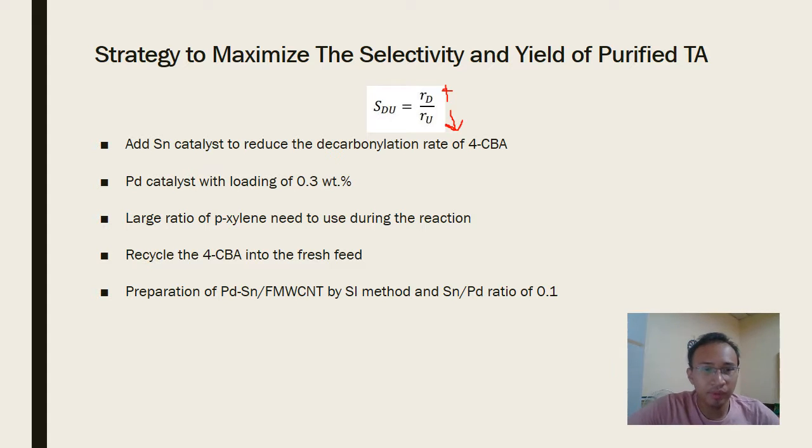And the third step we can do is by using a large ratio of p-xylene during the reaction, which will produce a large amount of p-toluic acid.